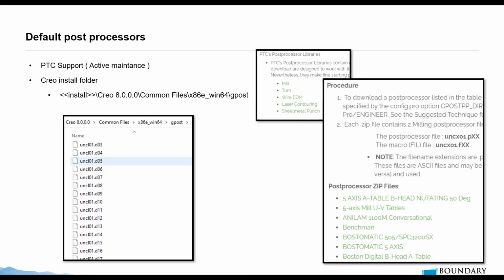Then the second point to help you getting started with this is default post-processors. There are two places where you will find those as well. In the same folder where the help files or the PDFs are, there are default post-processors that come with the Creo installation. These are good starting points.